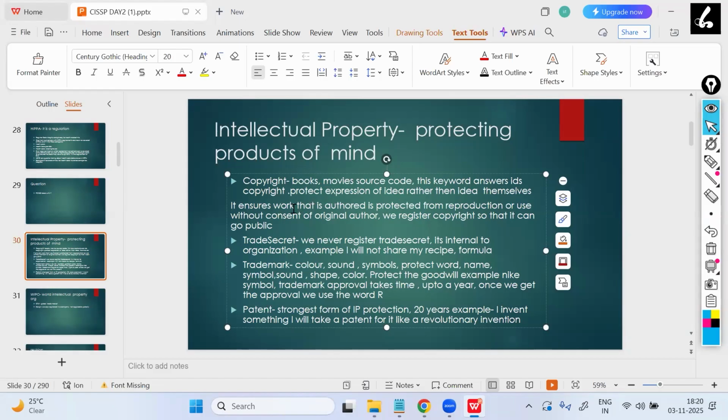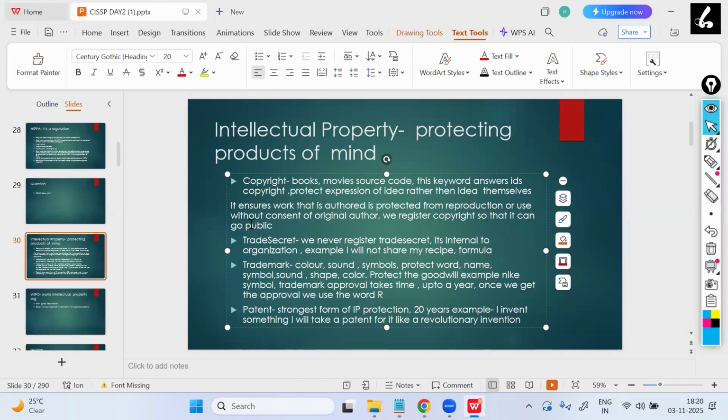It ensures that work that is authored is protected from reproduction or use without the consent of the original author. We register copyright so that it can go public. Before I write a book and I want to make it public, I will register it. I'll purchase the copyright for it.